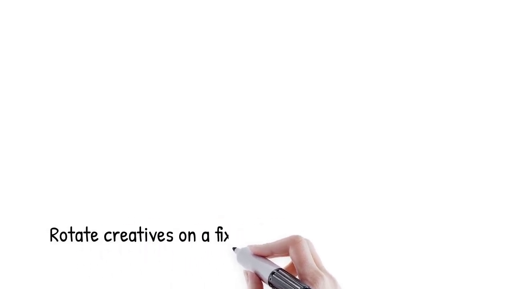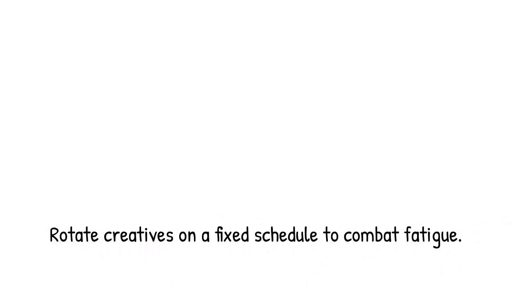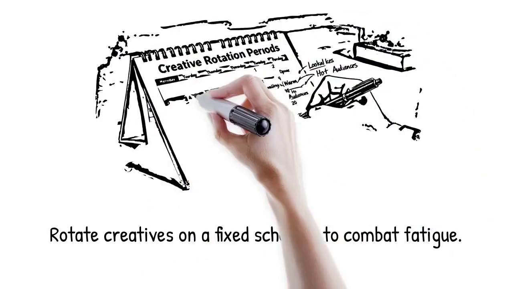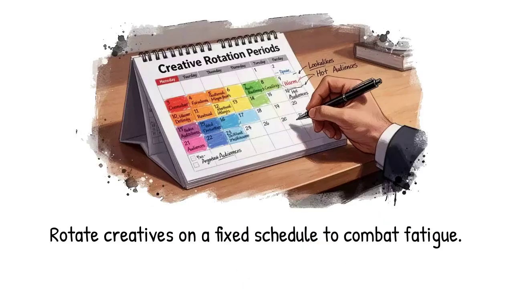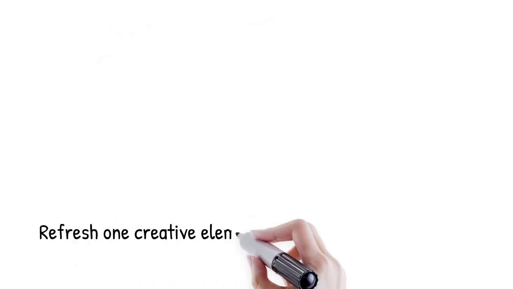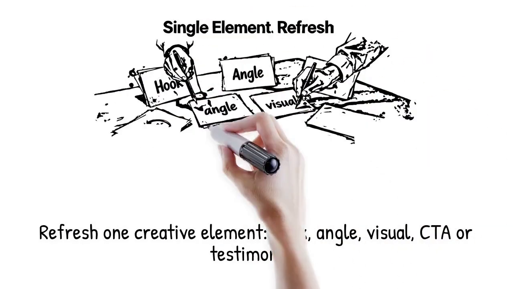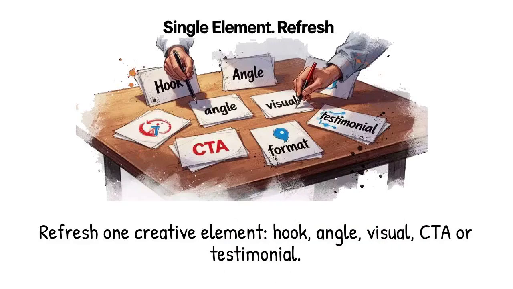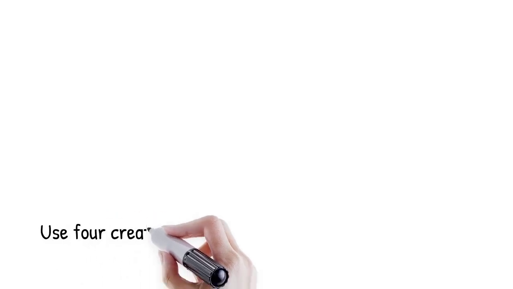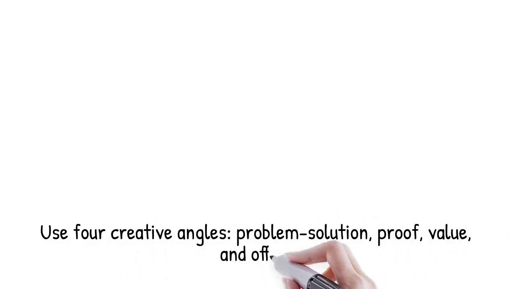3. The anti-fatigue rotation system. To keep your campaign stable, rotate creatives every 7 to 14 days for lookalikes. Cold audiences burn out fast. 10 to 20 days for warm audiences. They tolerate repetition longer. 20 to 30 days for hot audiences. They're already interested. Repetition helps. Rotation doesn't mean replacing everything. It means refreshing one element: new hook, new angle, new visual, new CTA, new format, new testimonial. Small changes, big resets.